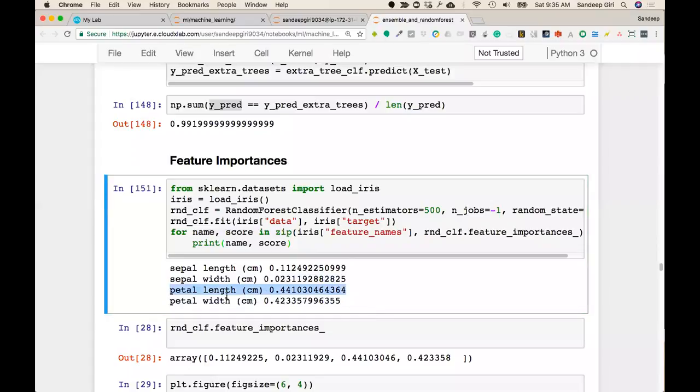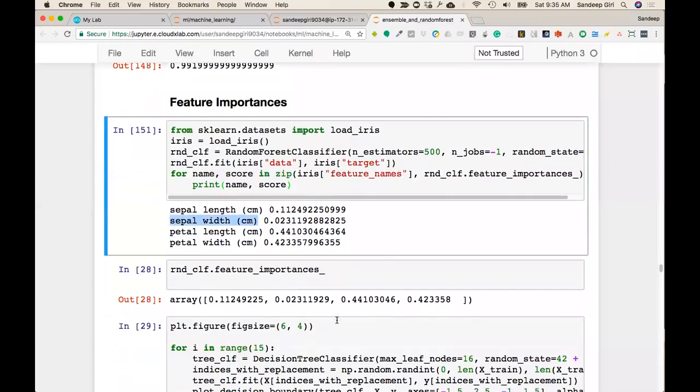So you can clearly see petal length is most important, petal width is second most important, sepal length is then third most important, and sepal width is least important of all. Okay.